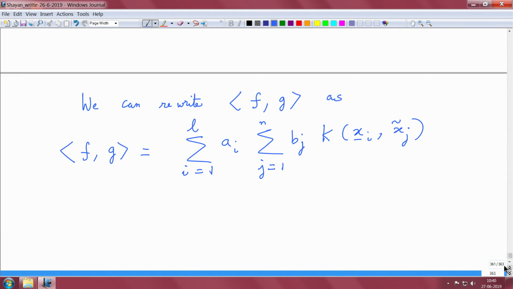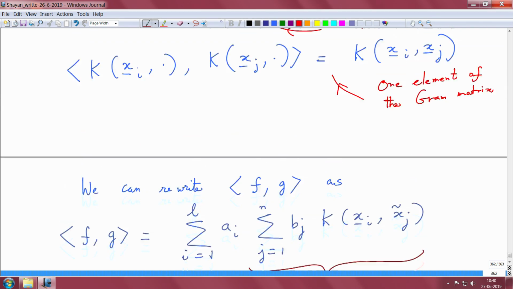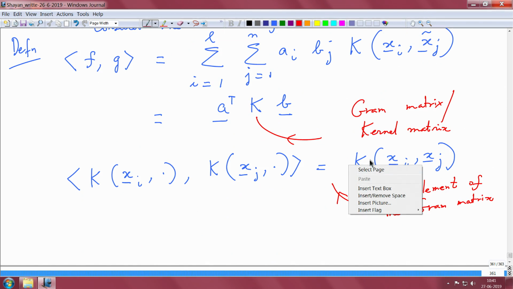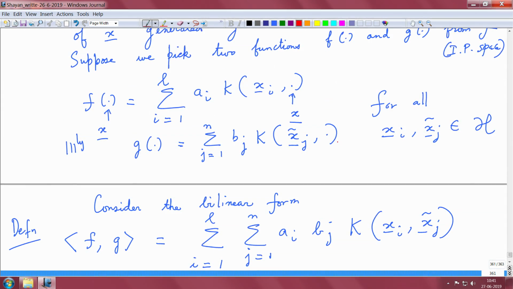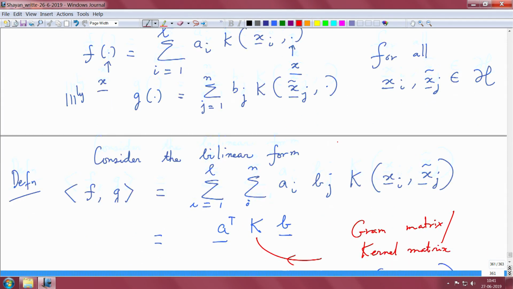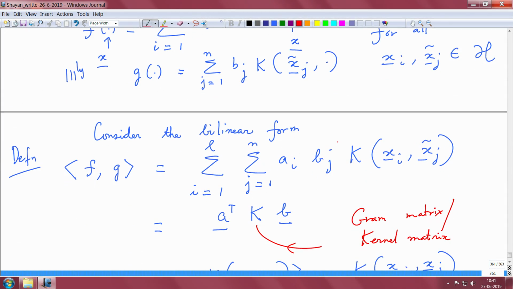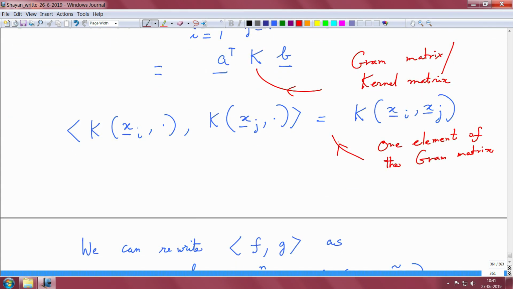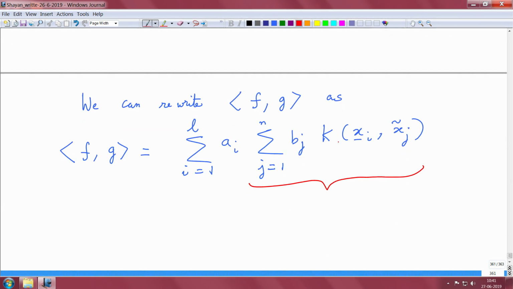Now if you carefully look into this quantity here, which is summation j equals 1 to n, b_j times this kernel, and if you recall the definition of g, this is exactly g evaluated at x_i. So this is basically g of x_i.